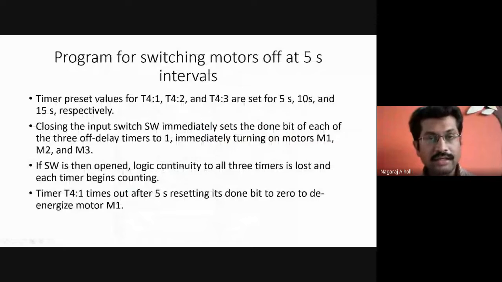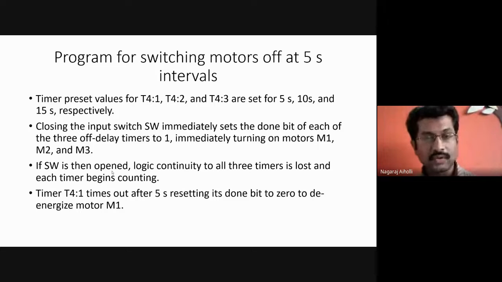Timer preset values for T4:1, T4:2, and T4:3 are set for 5 seconds, 10 seconds, and 15 seconds. Closing the input switch SW immediately sets the done bit of each of the 3 delay off timers to 1, immediately turning on motors M1, M2, and M3. But the important point here is they will be energized in sequence. The first 5 seconds M1 is energized, next 5 seconds M2, and third one M3.